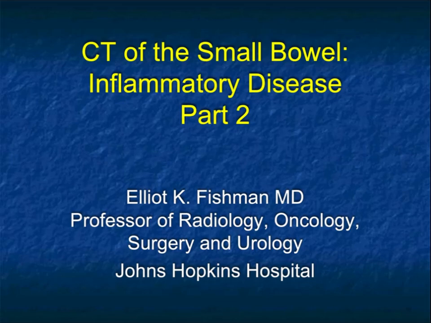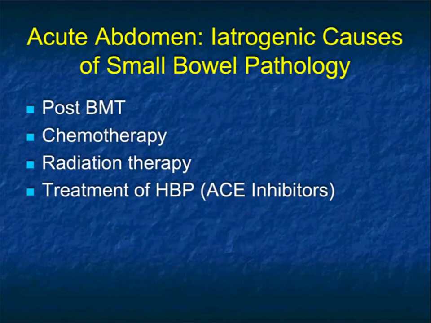In the first part, we went through some of the basic principles. We spoke about certain disease states. For example, we went into detail on Crohn's disease. We also went into detail on ischemic bowel. And now what we're going to do is look at some of the more unusual but extremely important disease processes that we can see in the small bowel.